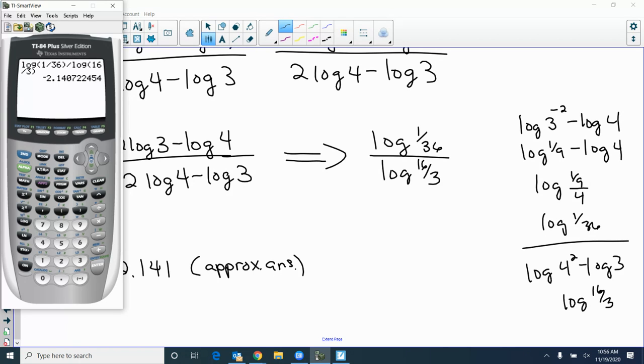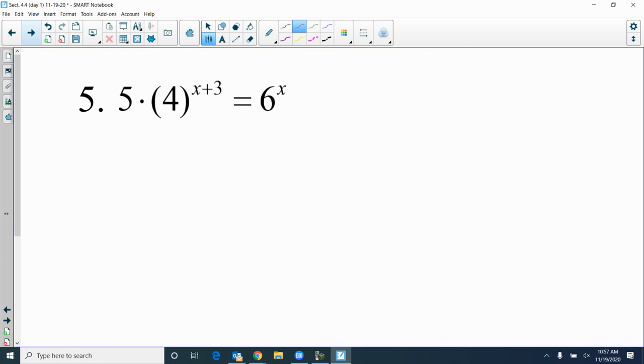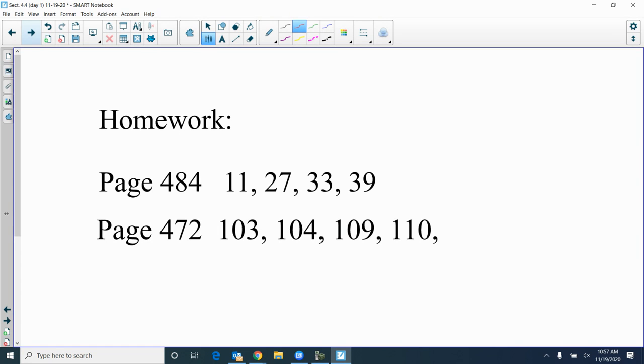I want you to list me the exact value as well. So you're going to list both, even though the book may not tell you. And it's only for these ones right here. All right, so there's a lot going on there. We're not going to get to that one today. All right, page 484, page 472, some half-life stuff, some solving equations using logs. Good stuff here. No, we have 3 minutes.